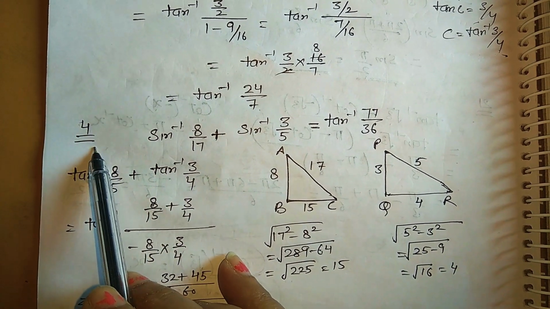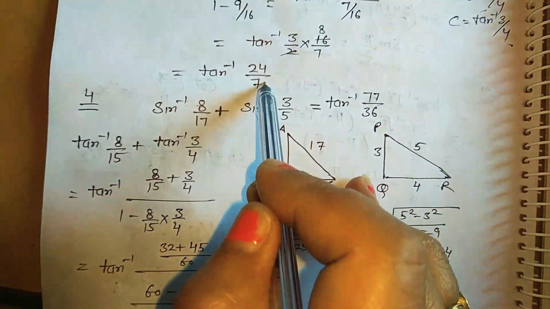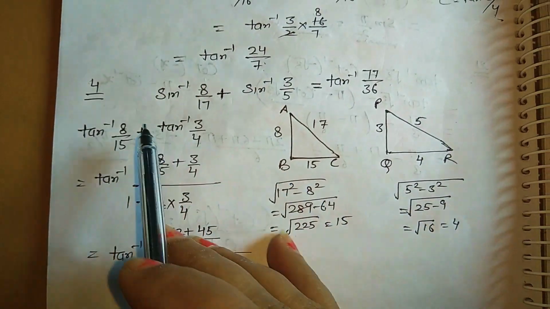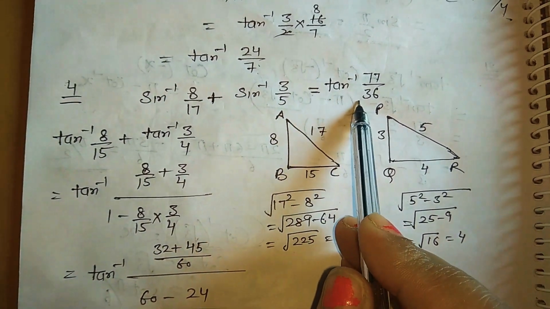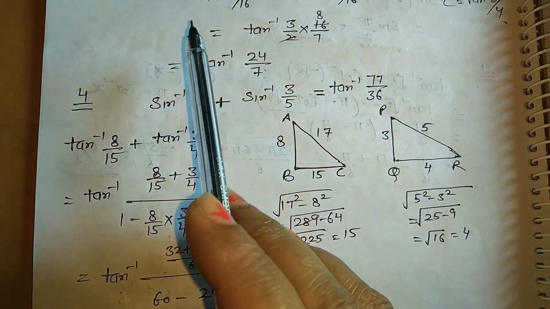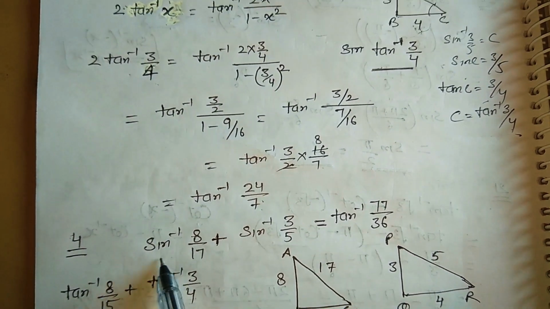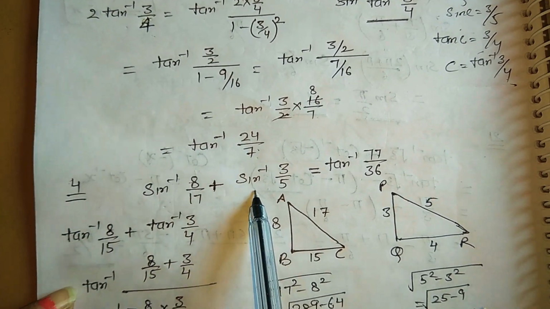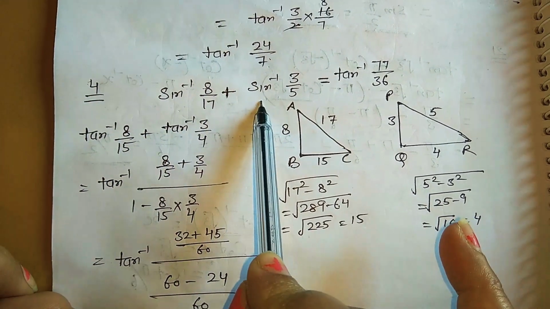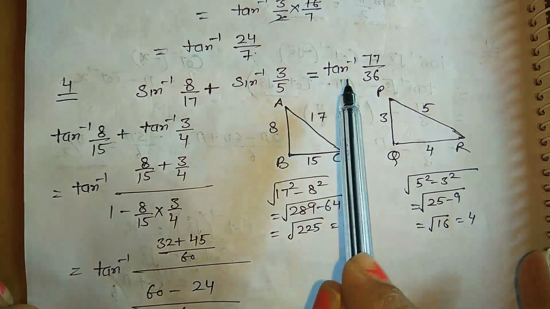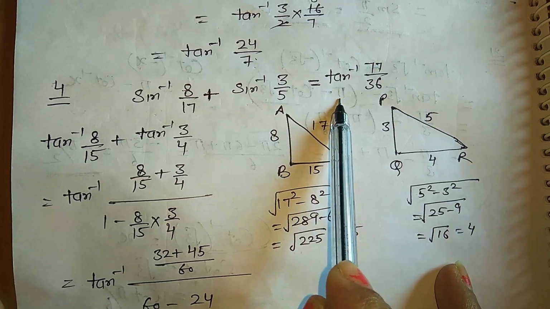Okay, then look at question 4. This is the right hand side, we have proved. Now question number 4, we have to prove sine inverse plus sine inverse in the form of tangent inverse. In the same way as the last question, we will change sine inverse into tangent inverse, and this sine inverse also into tangent inverse. After that we will get tangent inverse x plus tangent inverse y, and then we can change it into the form of a single tangent inverse.